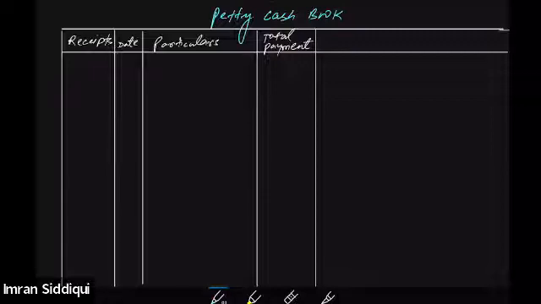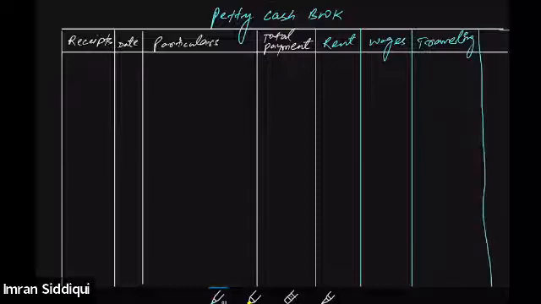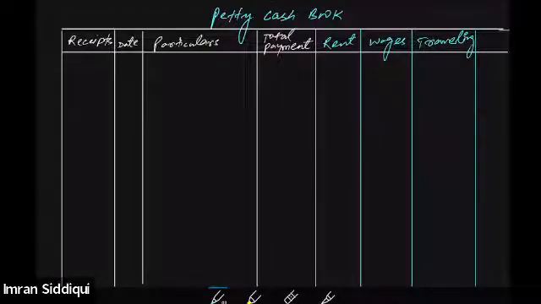For example, if we have made a payment for rent, then we will indicate it as rent. If we have made a payment for wages, then we will have a separate column for wages. If we have paid any traveling expense or conveyance charge, then it needs to be recorded here. And other expenses need to be recorded like this, etc.